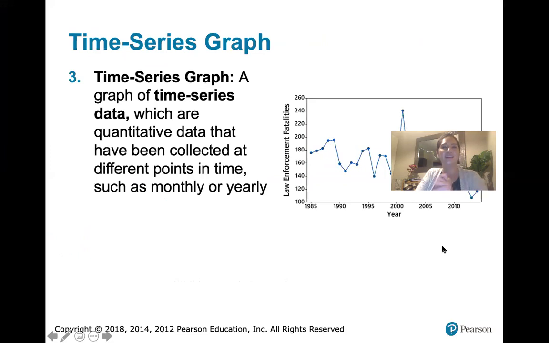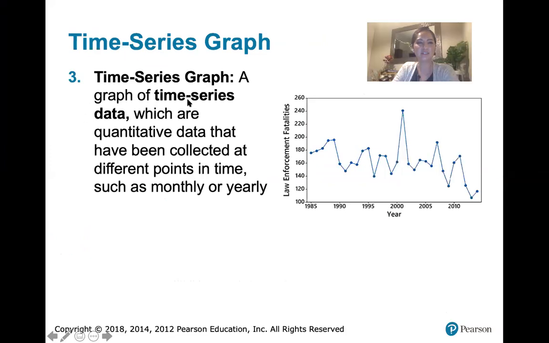There we go. Now the next type of graph, the third in our series of 7 graphs, is what's called a time series graph. A time series graph is a graph of time series data, which are just quantitative data that have been collected at different points in time, such as every month or every year.